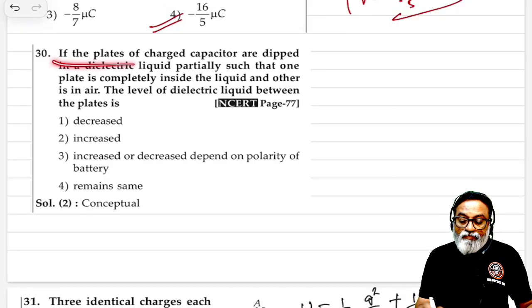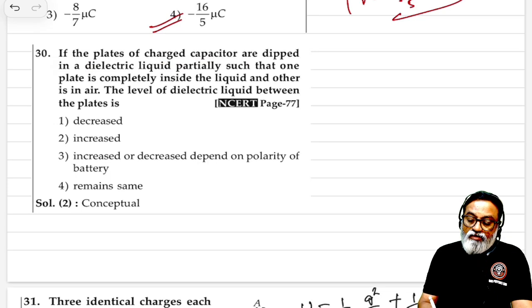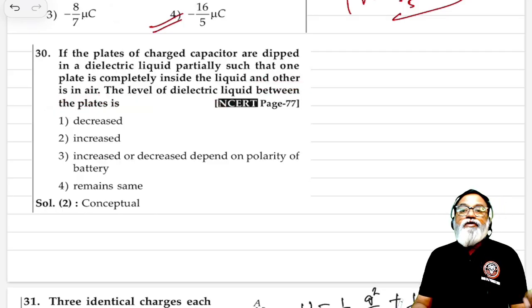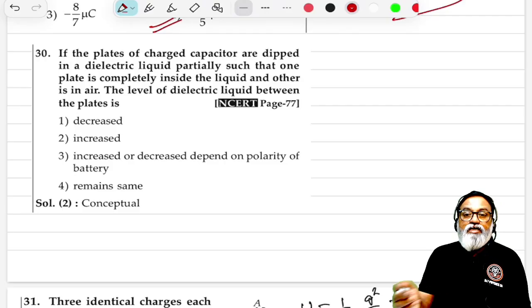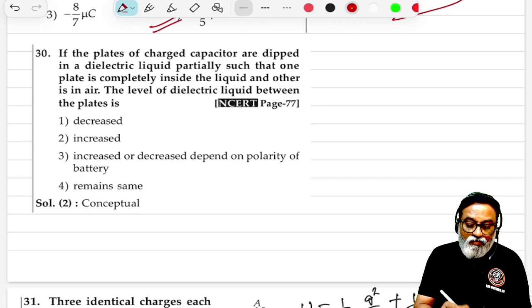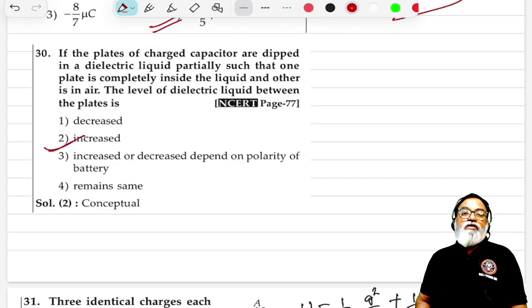Next one. If the plates of a charged capacitor are dipped in a dielectric liquid partially such that one plate is completely inside the liquid and the other is in air, the level of the dielectric liquid between the plates, due to the fringing effect at the plates of a parallel plate capacitor, here the dielectric level increases. Therefore, answer second one. This is due to the fringing effect.